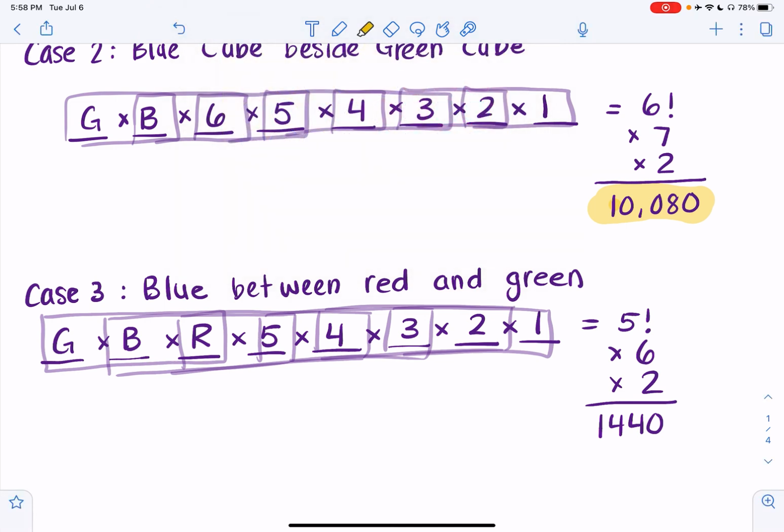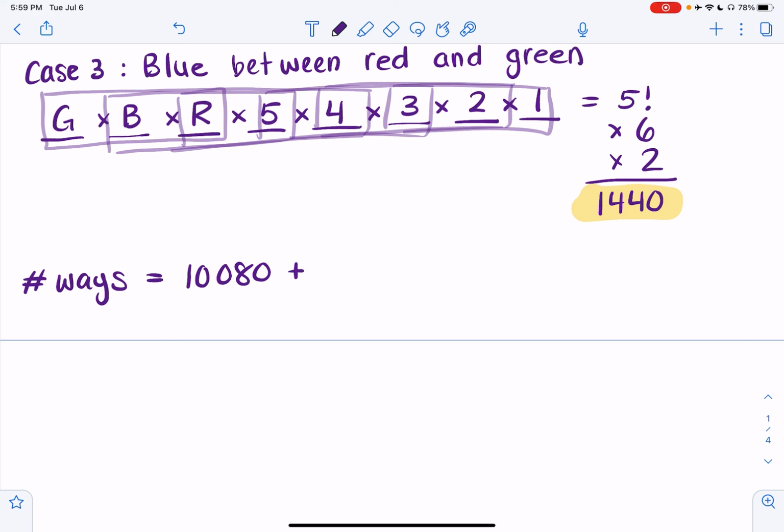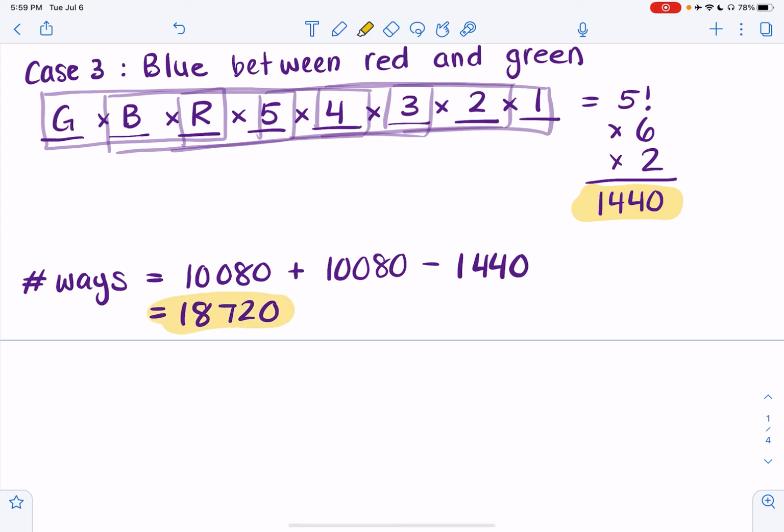Now let's figure out our total. So our number of ways, we have to first take all the ways red is by blue. So that was 10,080. Then we add all the ways where green was beside blue, 10,080. But in each of those cases, we accidentally counted case 3. So we have to subtract case 3 once, minus 1,440. Put that into our calculator, and we get 18,720 arrangements. And that is our final answer.